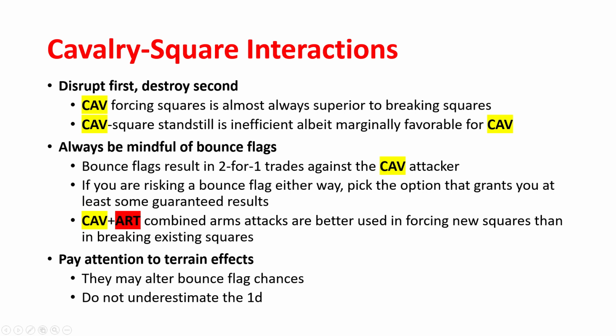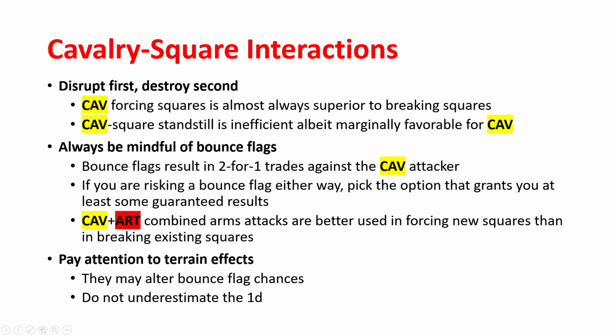In situations where you have to risk a bounce flag either way, you should always pick the option that grants you at least some guaranteed benefits. This ties back to the first point, where you should try to force a new square rather than attacking the old one. Because if you attack the old one and get bounced, you gain nothing, but even if you get bounced by the new infantry unit, you are still disabling it and taking away the command card for at least a turn.